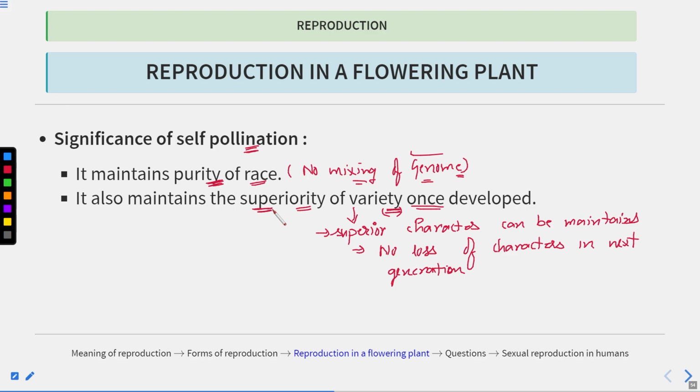So suppose by the process of plant tissue culture, you make a very superior variety. This superior variety can be maintained. This is known as maintenance of the variety. It can be maintained by self-pollinating these varieties. All right, we have to self-pollinate it. That's why the characters will be maintained, and the superior variety will be maintained from one generation to the next generation.